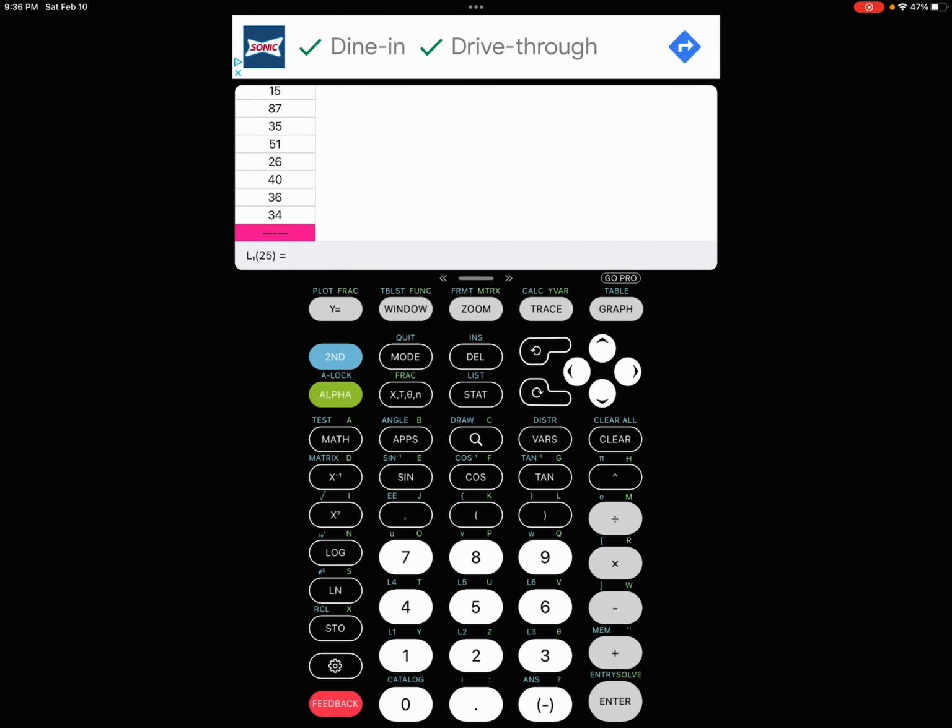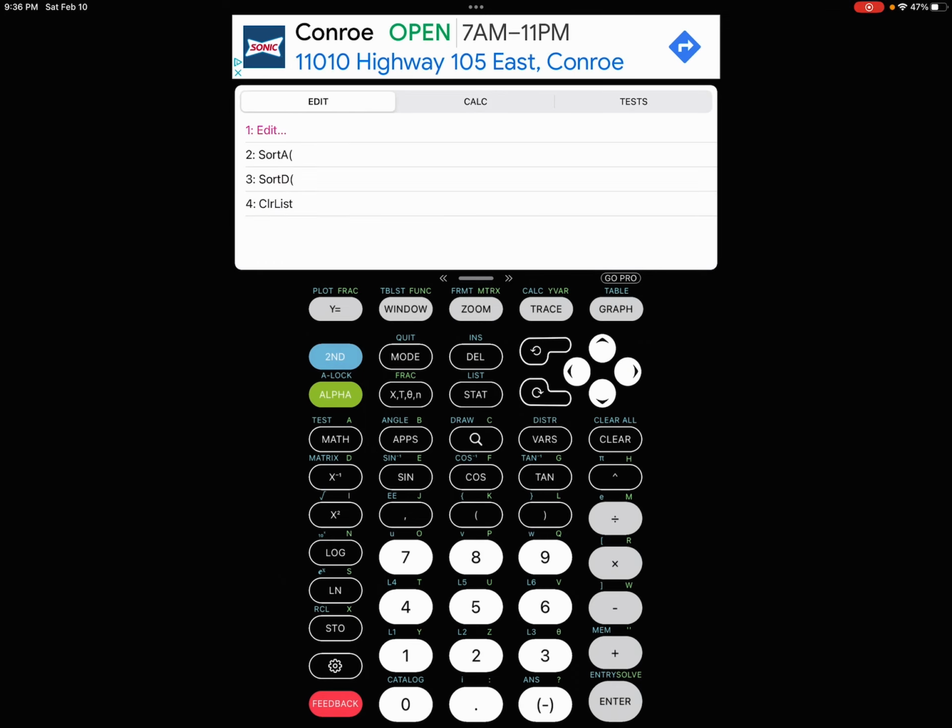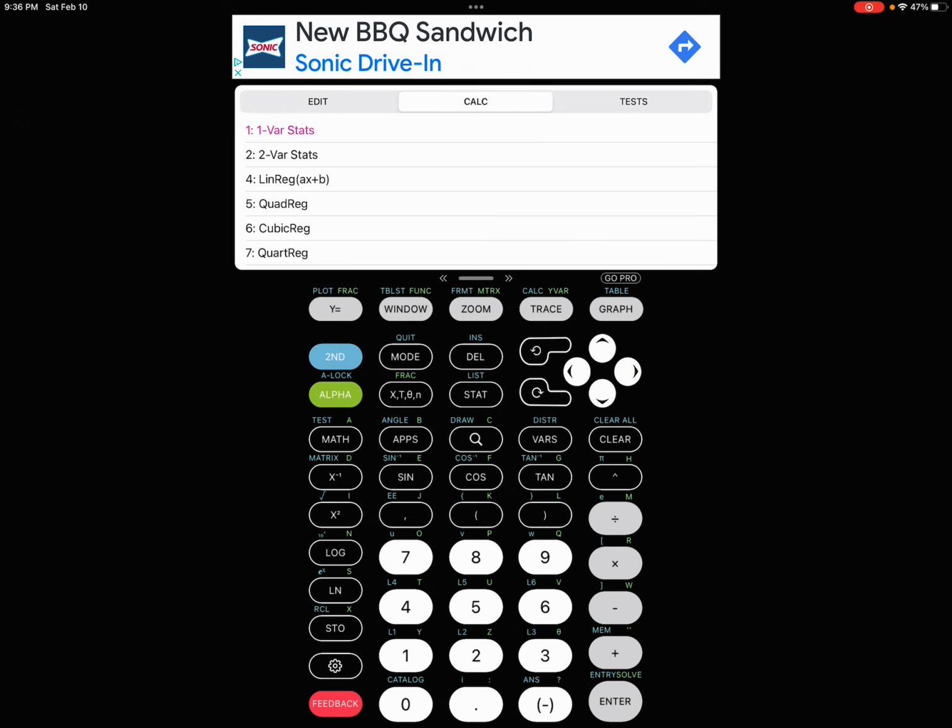So back to my calculator. Okay, I'm going to hit the stat button. Stat button again is right there below the delete button. And you can see in the edit column, I can sort my data from ascending or descending order. I can also clear the list that way if I need to. Okay, but I'm going to go over to calculate. Number 1 is 1 variable statistics. Number 2 is 2 variable statistics. 3 is linear regression. The next one is quadratic regression. So there's a lot of options here. The one I want to pick is number 1, 1 variable statistics.